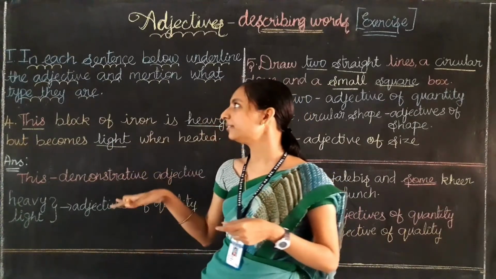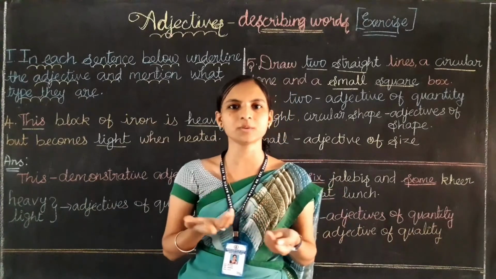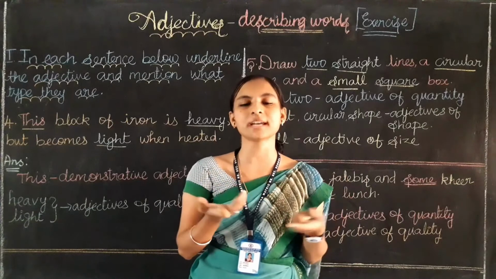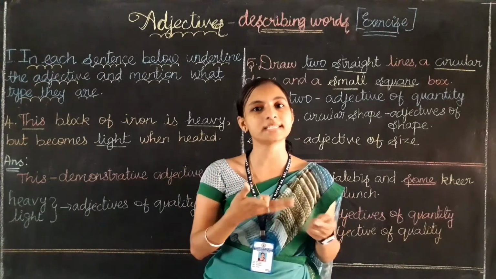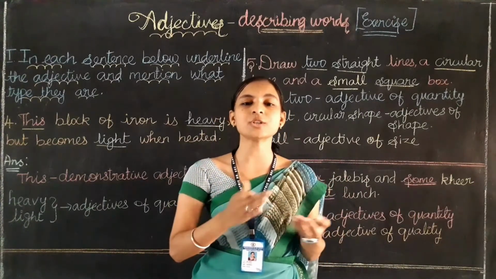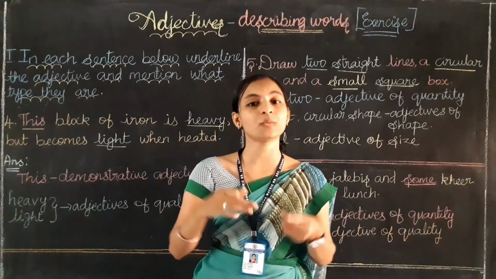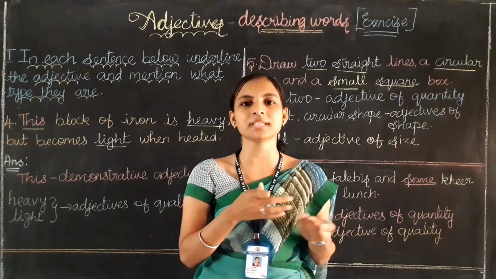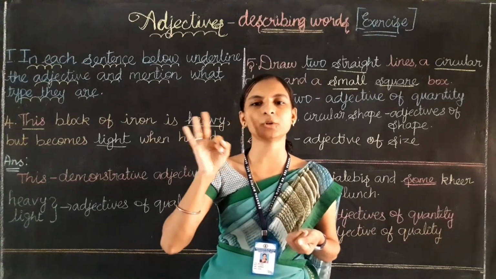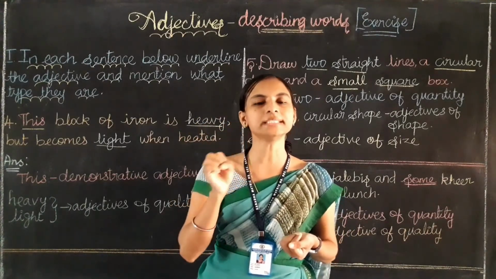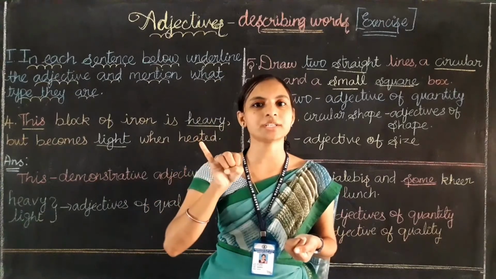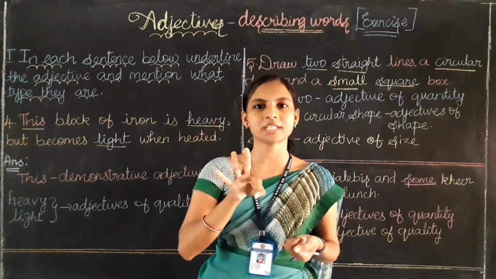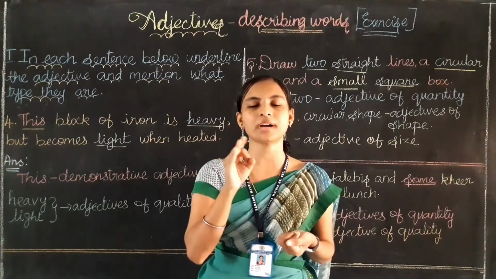I hope you are clear with this exercise adjectives. So what is adjective? Yes, adjective is the describing word. Adjectives are the describing words which is used to describe what? Nouns. And what are adjectives? What are the kinds of adjective we have learned in the previous video? We have learned about three kinds of adjective, that is demonstrative adjective, adjective of quantity and possessive adjectives. These are the kinds of adjective.